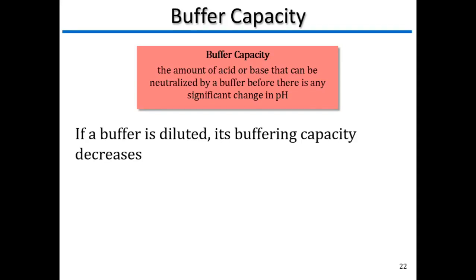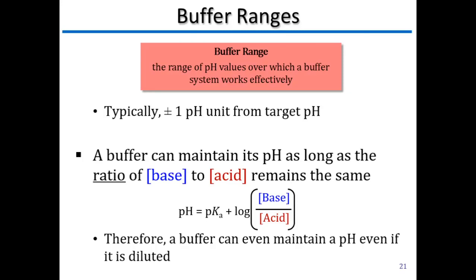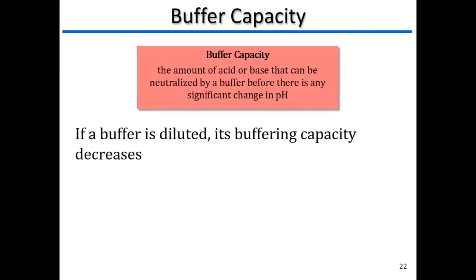Okay, so buffer range, remember, is just the pH values over which a buffer system works. So it's not necessarily talking about how much acid and how much base we can add. That's just talking about what the pH will be of that buffer solution. But if we start talking about buffer capacity, this is the amount of an acid or a base that can be neutralized by a buffer before there's any significant change to the pH.